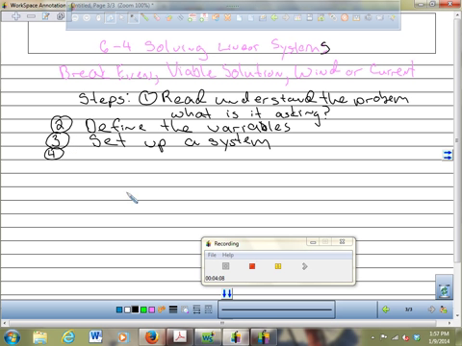Then you solve it. Solve the system. And am I done yet? No. Step 5, you always want to verify that the answer makes sense. That's what we'll talk about, a viable solution. Verify that the answer makes sense.